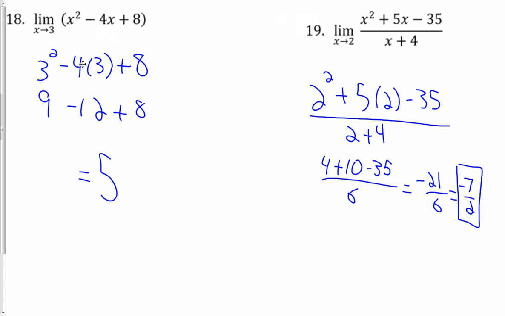Now that we're back, right, we've got the left side equals 5, the right side is negative 21/6. Again, plugging it in, giving you time to write here. 3 squared minus 4 times 3 plus 8. 9 minus 12 is negative 3, plus 8 is 5. 2 squared plus 5 times 2. I got 4 plus 10 is 14. Minus 35 is negative 21. 2 plus 4 is 6. Negative 21 over 6 can be simplified to negative 7/2. If you wrote negative 3 1/2, that is also fine.